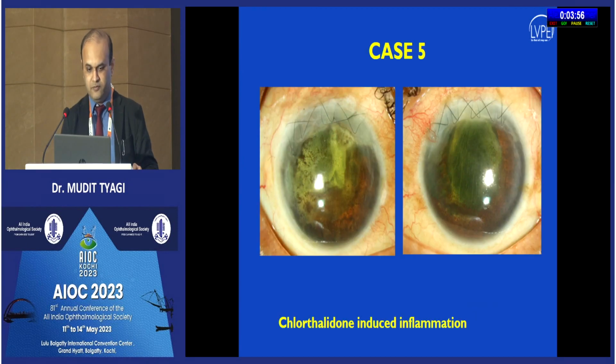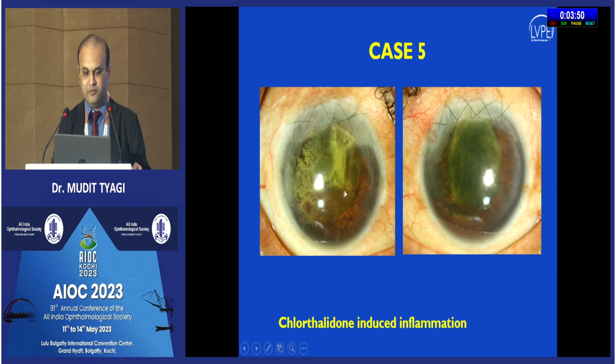Another case with this extensive membrane, if you look over here: somebody attempted a cataract extraction in this case of intumescent cataract, but what this patient actually had was a chlorthalidone-induced inflammation, and you needed to just stop chlorthalidone and you would not have landed up in this mess that we have over here.